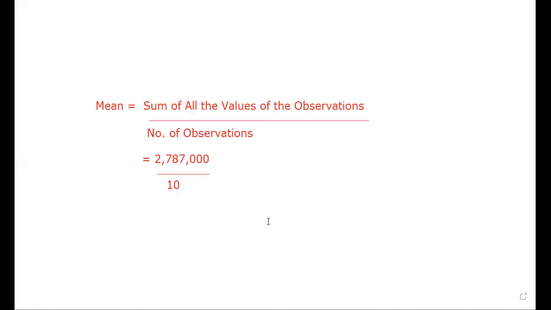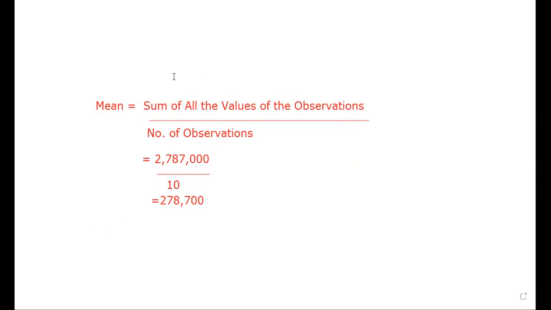And then you'll get 278,700. So your mean will be 278,700. That is your mean. And it's just as simple as that. And you get your 2 marks. You won't even take much time computing it. Just that simple. 278,700, and you get your mean.